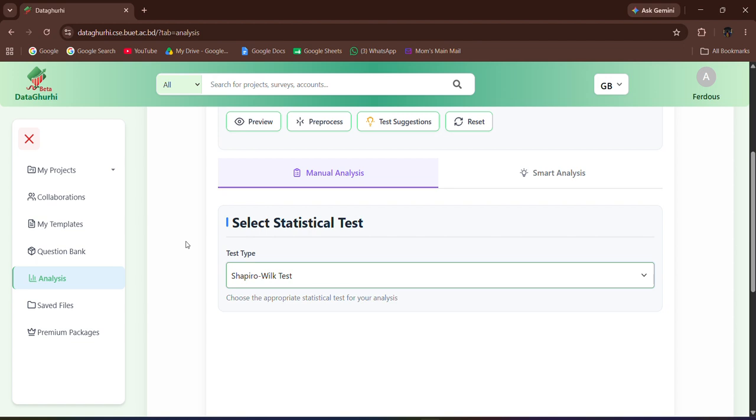A normal distribution, often called a bell-shaped distribution, is one in which most observations are concentrated around the mean, with fewer observations occurring as values move away from the center. The test evaluates whether the observed data deviate significantly from a normal distribution.